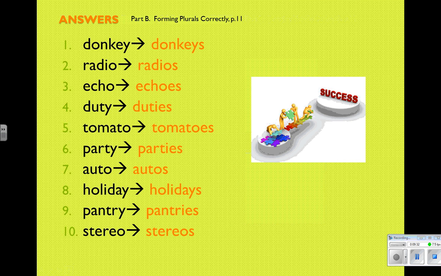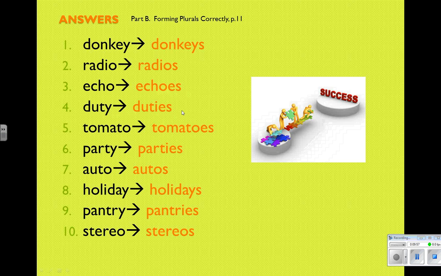All right, so we're ready to check. You didn't cheat, did you? You better not have. All right, so on your paper, you should have donkeys. Just add in an S because it comes with a vowel before the Y. Radios, we have a vowel before the O, so just add S. Echoes, we have an H before the O, so we add ES.